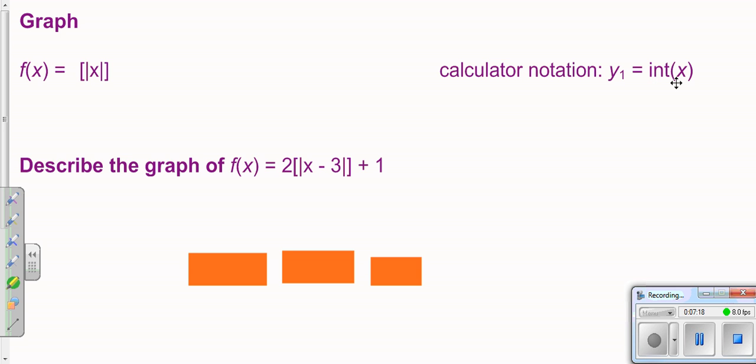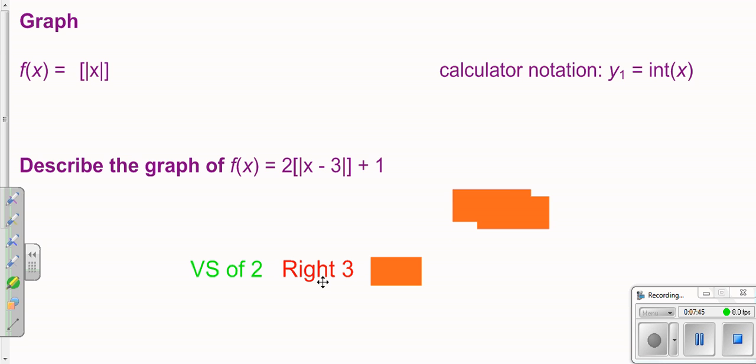The INT is underneath your math button. But what I want to look at is how would this graph differ compared to the original? Well, as we look here, this 2 is in front of this, which means it would be a vertical stretch of 2. When we're looking at this here, that minus 3 is hanging out with the x, so that's got to be a horizontal thing because it's hanging out with x, and x is horizontal. And it's always the opposite of what we think, so it's going to be 3 units to the right. This is hanging out after our function, so that means it's going to affect the y value and move it up 1.